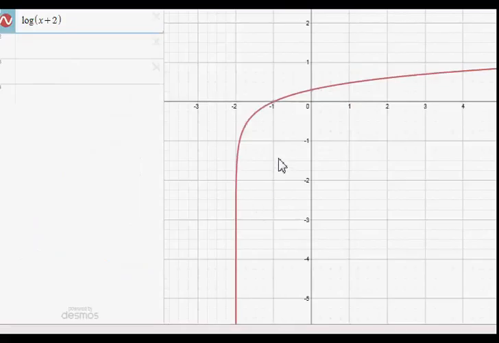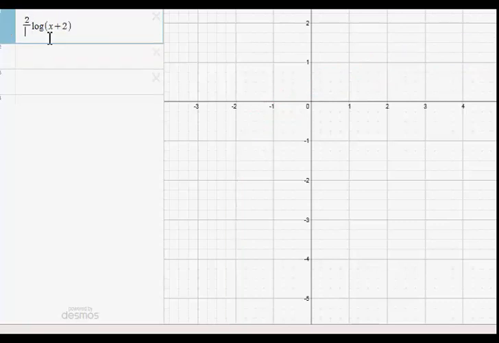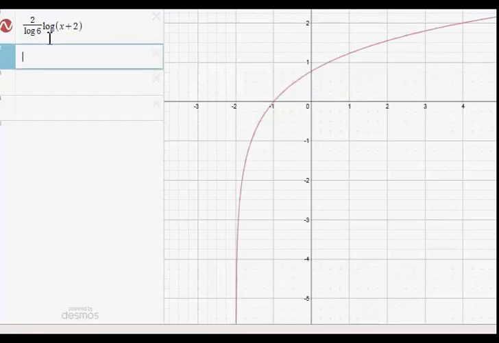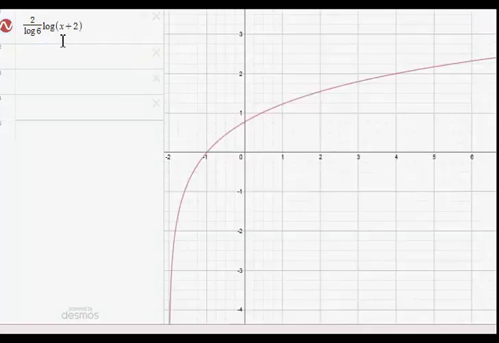Let's go back to Desmos and take our logarithm that we shifted to the left 2 units and type in our vertical scaling of 2 divided by the log of 6 and verify that it goes through the correct point of 4, 2 as was given in our problem. So I typed in our answer to the problem. Let me hide it for a second.